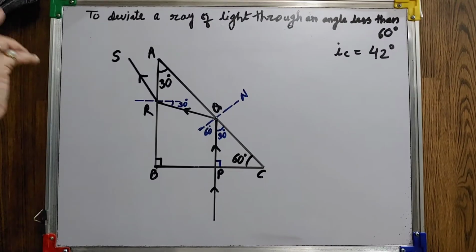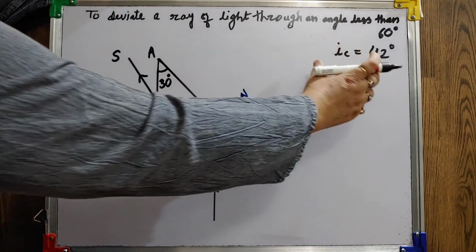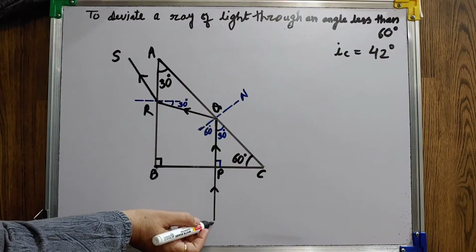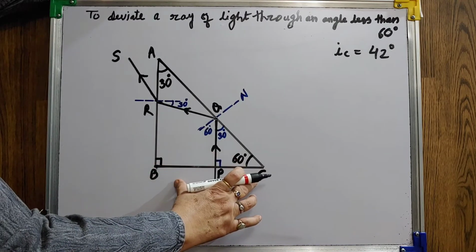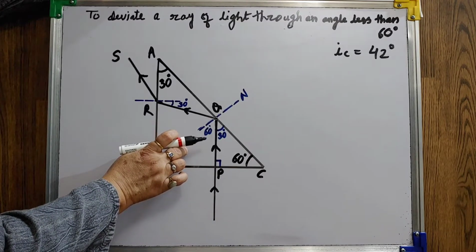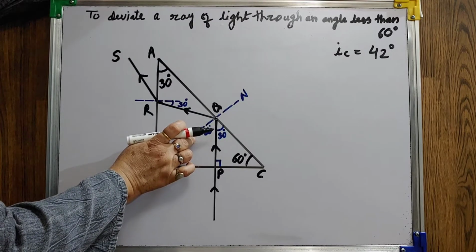Now, students, how to deviate a ray of light through an angle less than 60 degrees? Same interface I am taking, so the critical angle is 42 degrees. Now, this is our incident ray. It is normal to BC, so it will enter the prism undeviated. Correct? So, it passes undeviated.